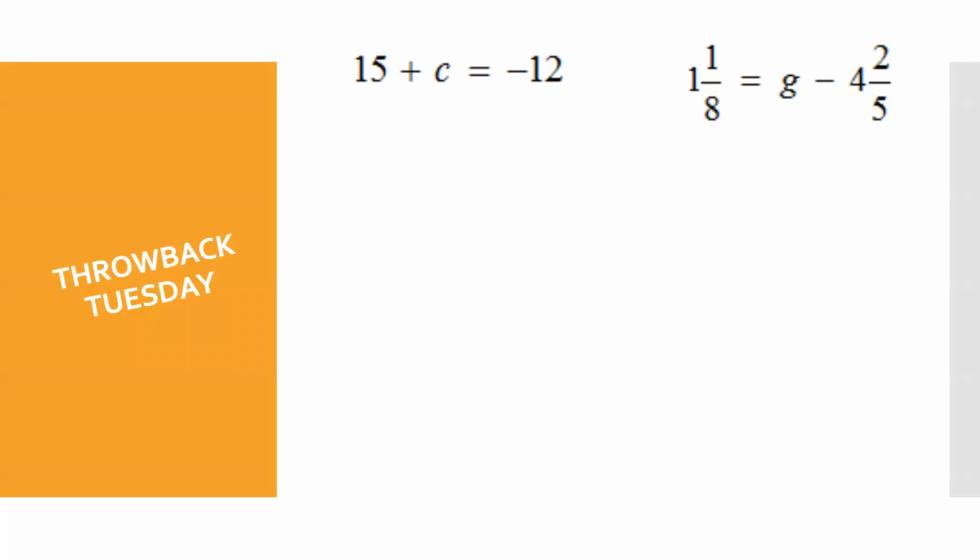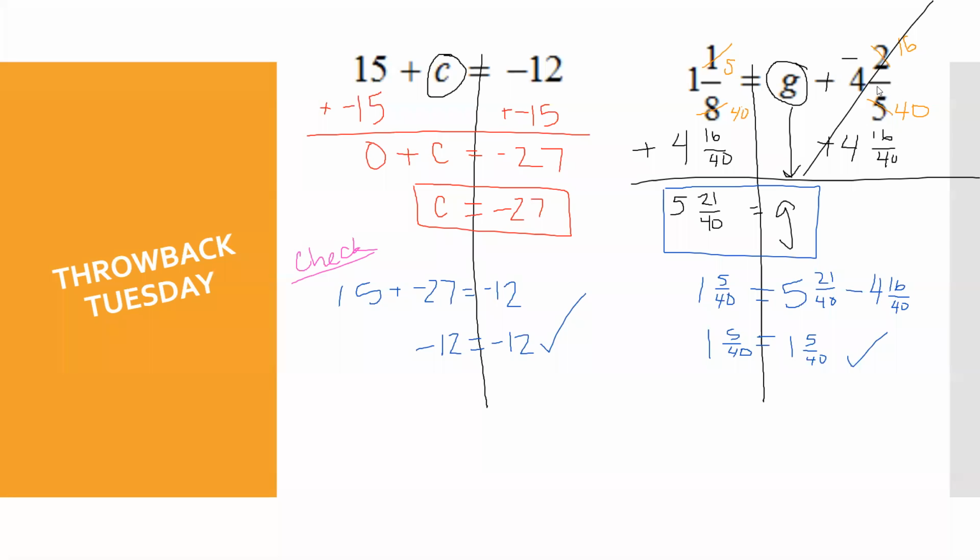So let's look at these problems here. This is Throwback Tuesday. These are 2 addition and subtraction problems that I want you to try to solve just to get your brain working for these upcoming problems. So pause the video and follow your steps. And here are your 2 answers. For the first one, you should have gotten C equals negative 27. And for the second one, you should have gotten G equals 5 and 21 over 40.